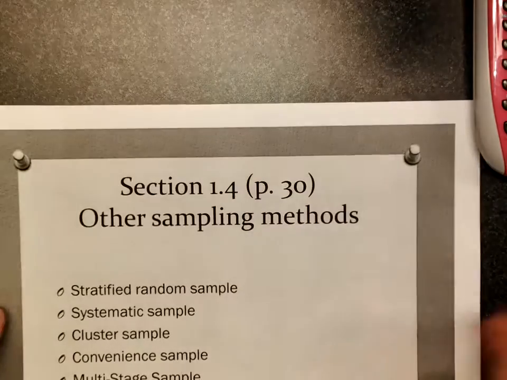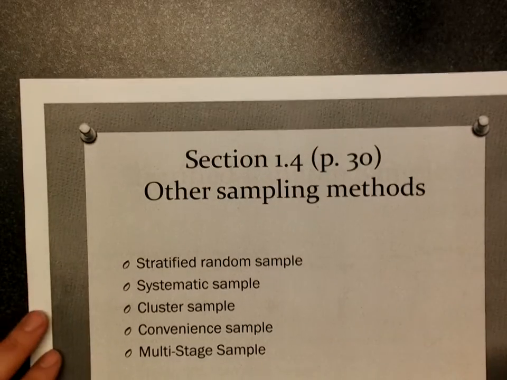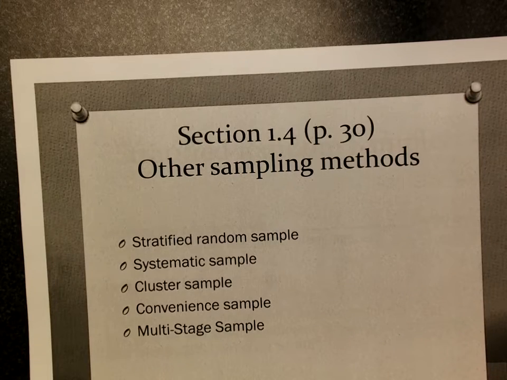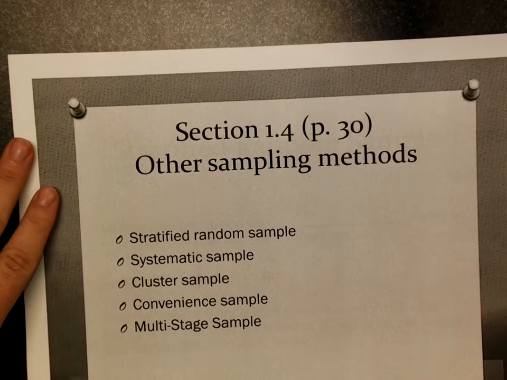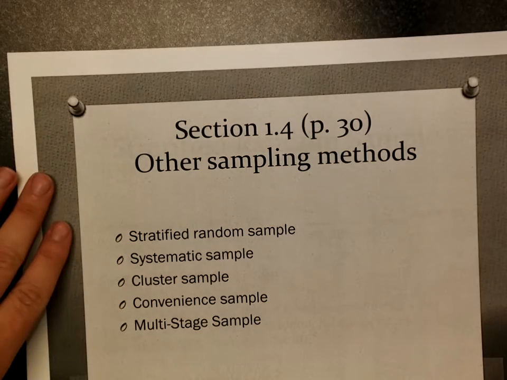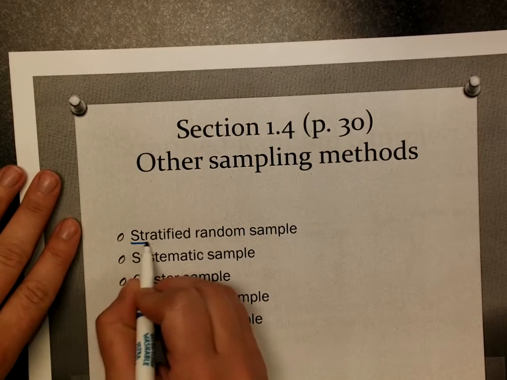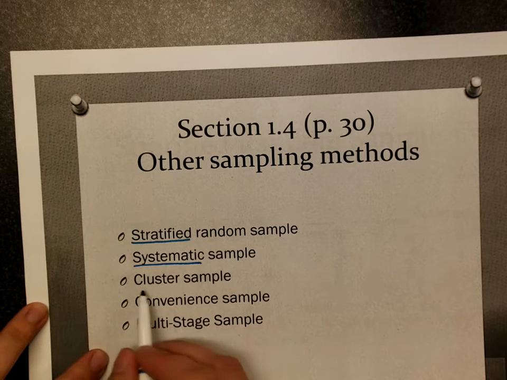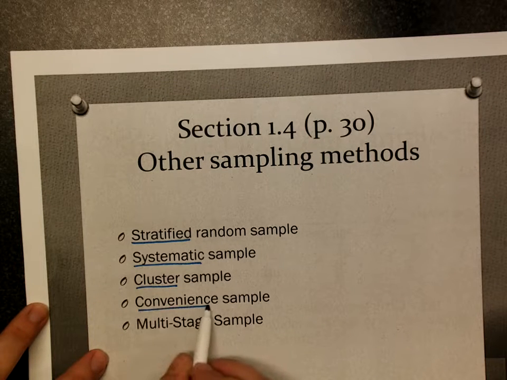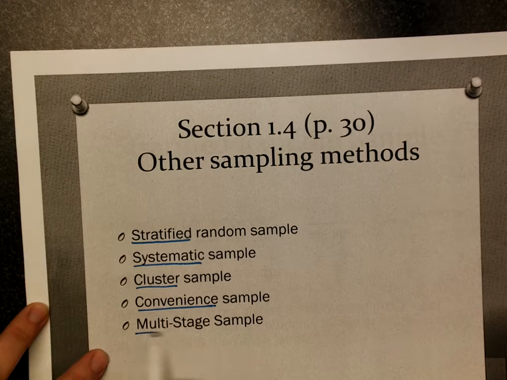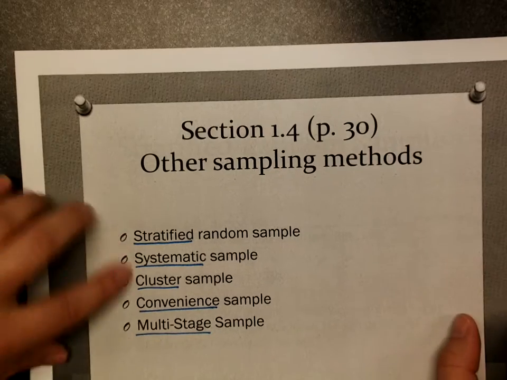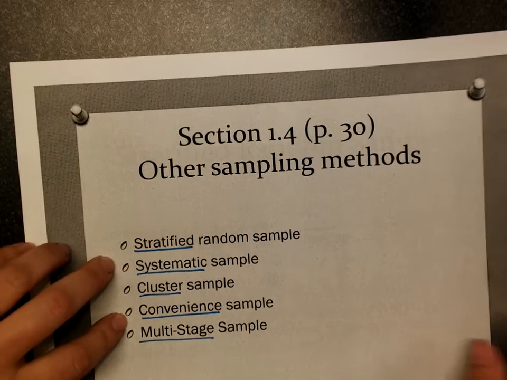Section 1.4, there are different sampling methods other than an SRS. So an SRS, a simple random sample, is the most common, it's the easiest, if we can enumerate the population. There's also a technique called a stratified random sample, a systematic sample, a cluster sample, a convenient sample, which we'll talk about, and then what we call multi-stage sampling. So I'm just going to briefly go over these different types of sampling other than a simple random sample.